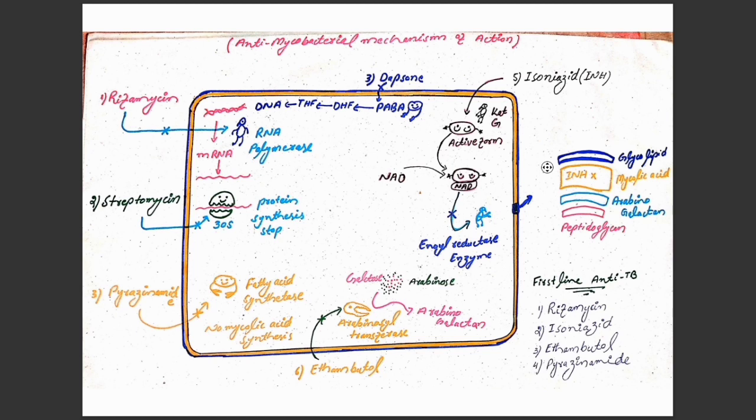So, due to its different cell wall, the mycobacteria is a highly resistant bacteria, and we need to combine various types of antibiotics to kill the mycobacteria. So, let's talk about the mechanism of action of various antimycobacterial drugs.